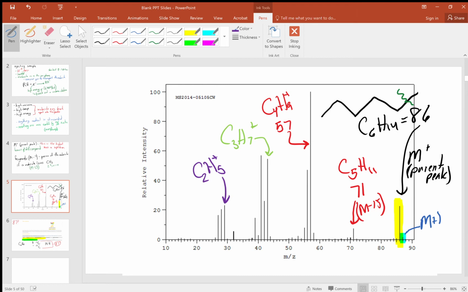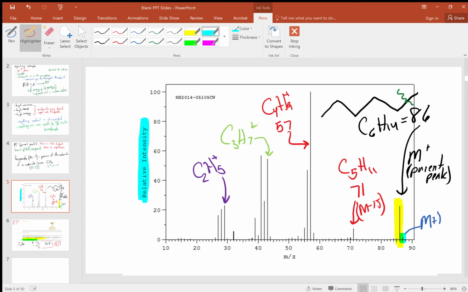A couple other things to note. In this case, our largest peak is set at 100. Is that always going to be the case? Well, notice that the scale on the y-axis is not intensity, but relative intensity. So the way this typically works is that the largest peak gets set to 100, and then every peak is relative to that.